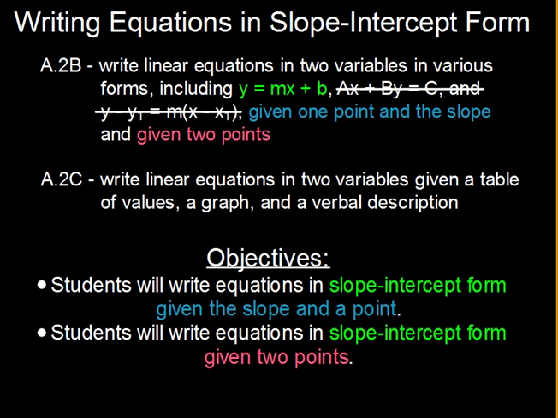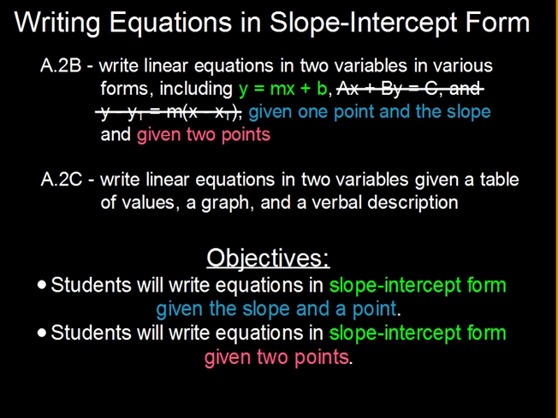Okay, today we will be talking about writing equations in slope-intercept form. That is 8.2b, write linear equations in two variables in various forms, including y equals mx plus b, ax plus by equals c, and y minus y sub 1 equals m times x minus x sub 1, given 1 point and the slope, and given 2 points.